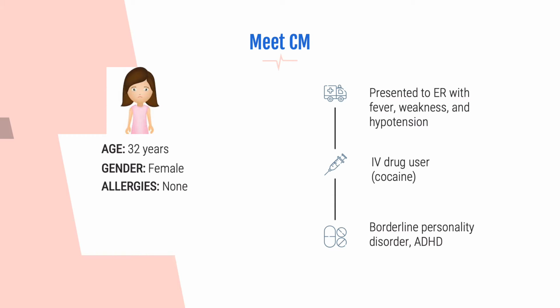Let's meet CM. She is a 32-year-old female who presented to the emergency department with fever, weakness, and hypotension. She is a current IV drug user of cocaine. Her medical history includes borderline personality disorder and ADHD.